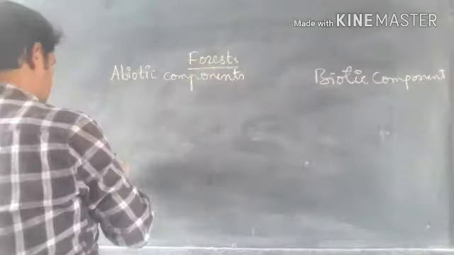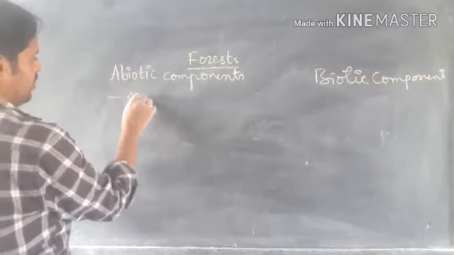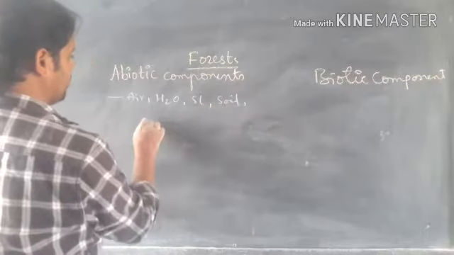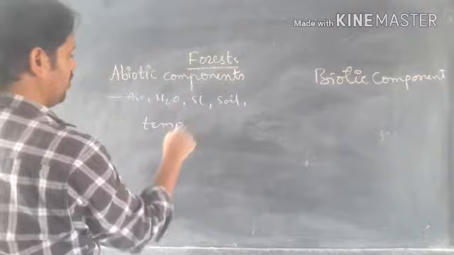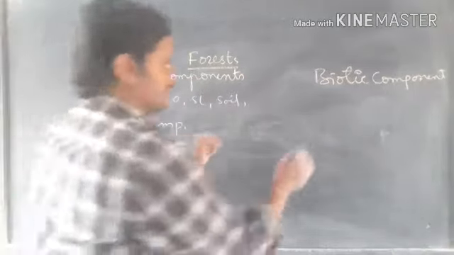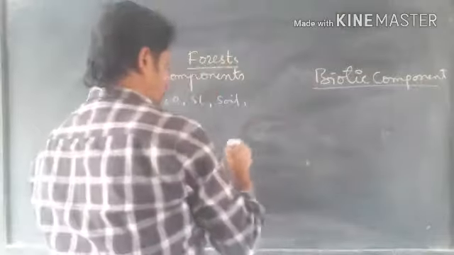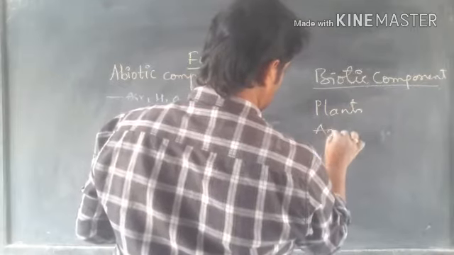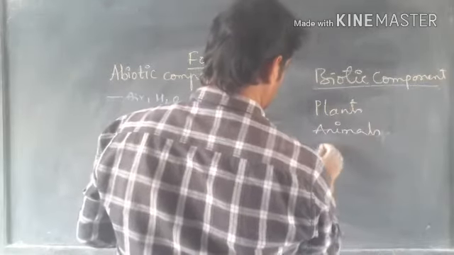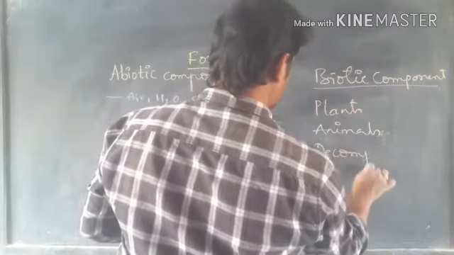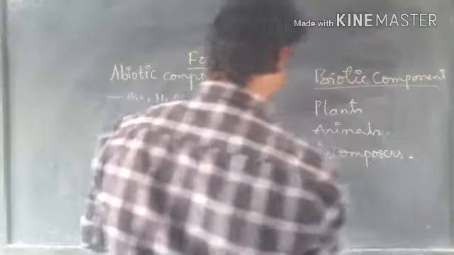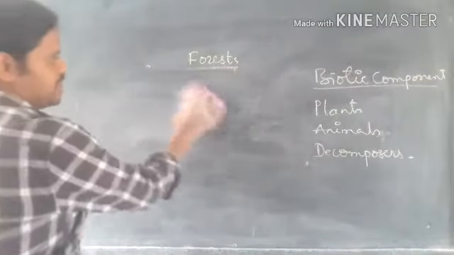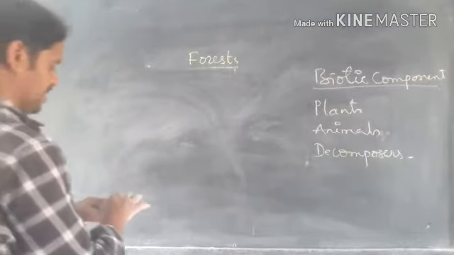The abiotic components, we already discussed: air, water, sunlight, soil, temperature. All these are abiotic components. Whereas biotic components include plants, animals and decomposers. Plants, animals and decomposers. So let us discuss these biotic components, the living things.